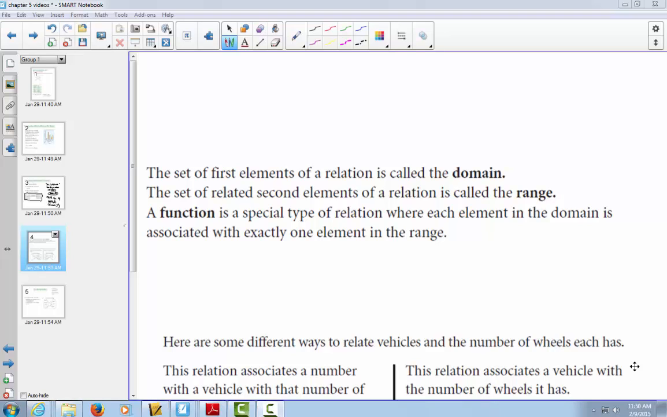Well, we've talked a little bit about relations. Now we're going to start to introduce something called functions. But the first thing we got to look at are these two key terms here, the domain and the range.